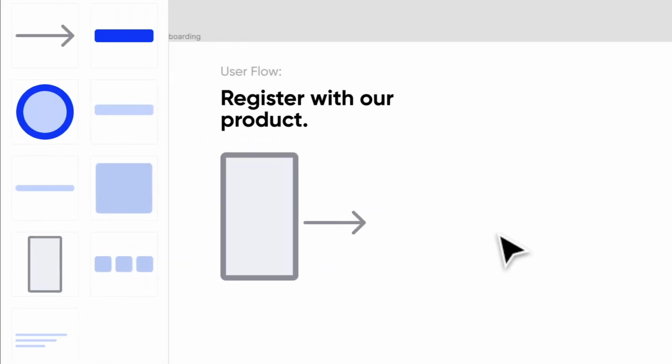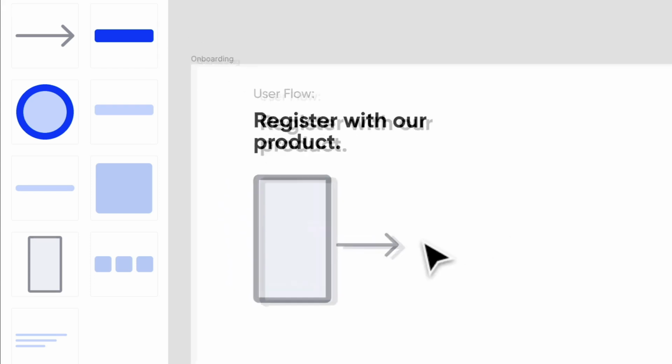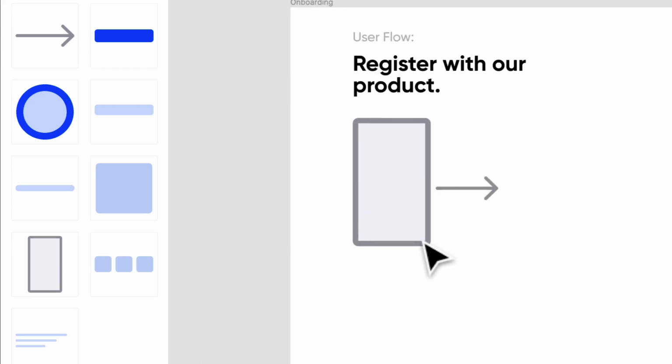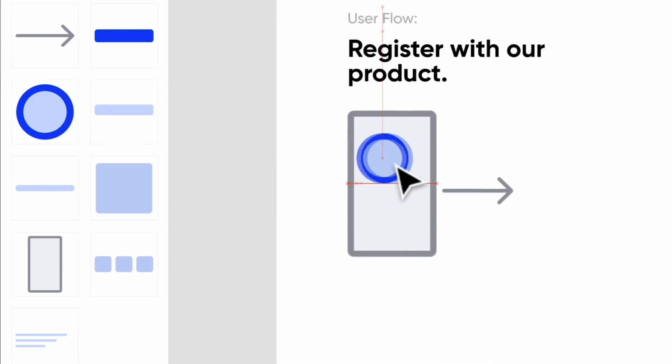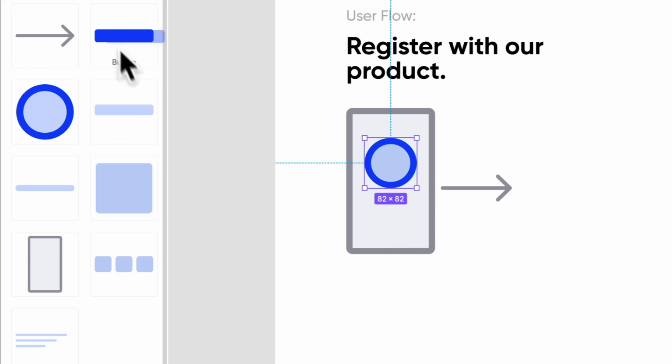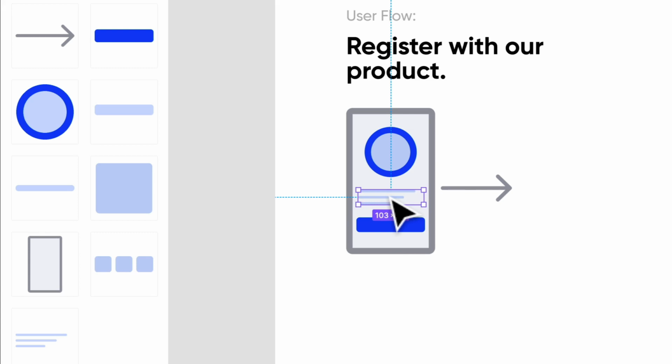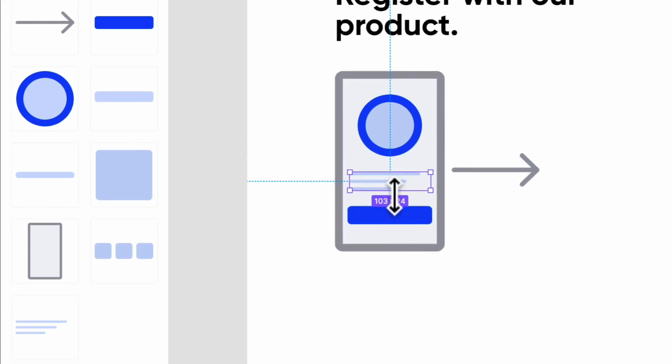So we want our user to register with our product. Step 1, when they come to our welcome screen, they should probably see something like a welcome banner, maybe a button, and some welcome text that's just saying, hey, welcome to Habitual. We are an awesome product and you should totally register with us.